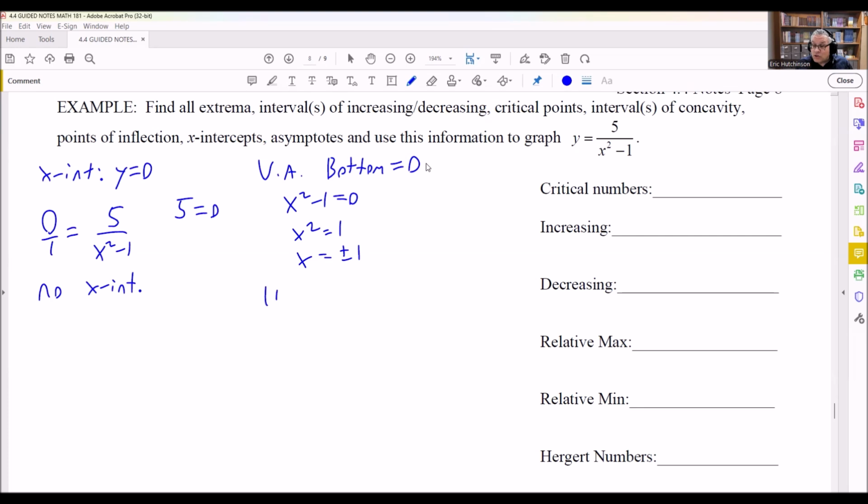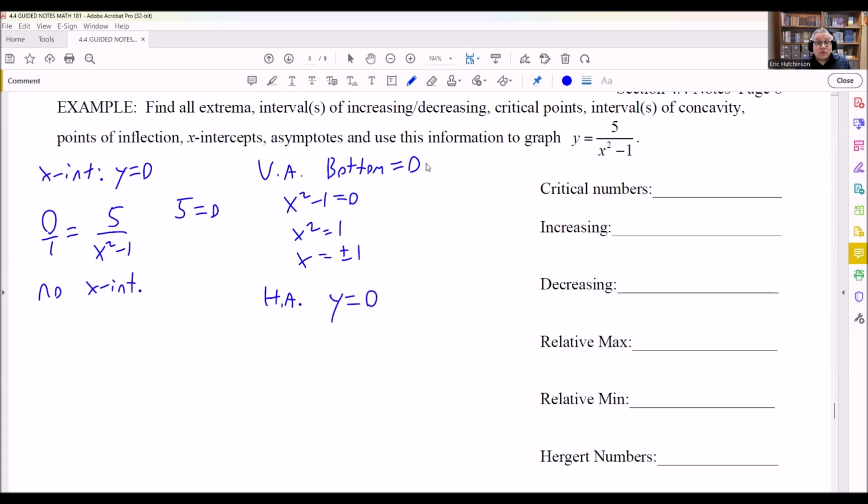We also want to do HA, the horizontal asymptote. Now, in this case, the highest power on top is less than the highest power on the bottom. That means the bottom is going to be increasing a lot faster than the top, which doesn't change at all. It's just going to be 5. So as this gets bigger and bigger, the whole result is going to get smaller, which means it's going to end up going to 0.